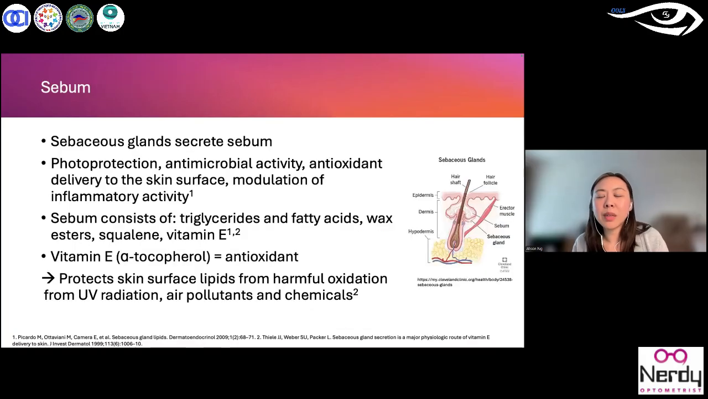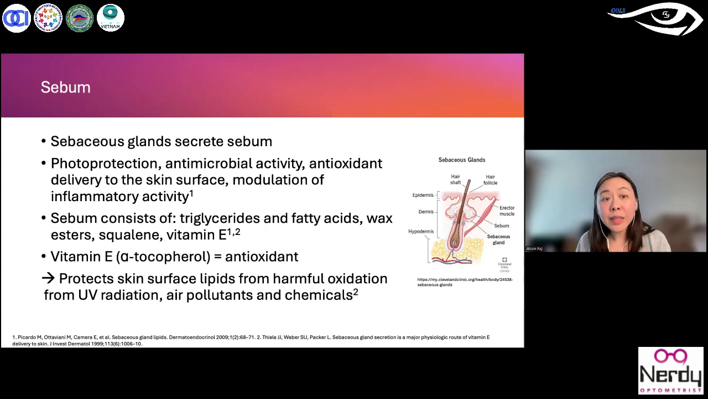And this is where I get to talk about sebaceous glands a little bit more, and what these sebaceous glands produce and why that's important. These sebaceous glands that we have in our skin secrete sebum. And sebum itself has a whole host of different things that it does, which is highly important to maintaining skin health. Sebum actually provides a little bit of photoprotection, in addition to assisting with antimicrobial activity. And there are also antioxidant properties that it maintains as well. As a result of all of these things, it helps modulate inflammatory activity.